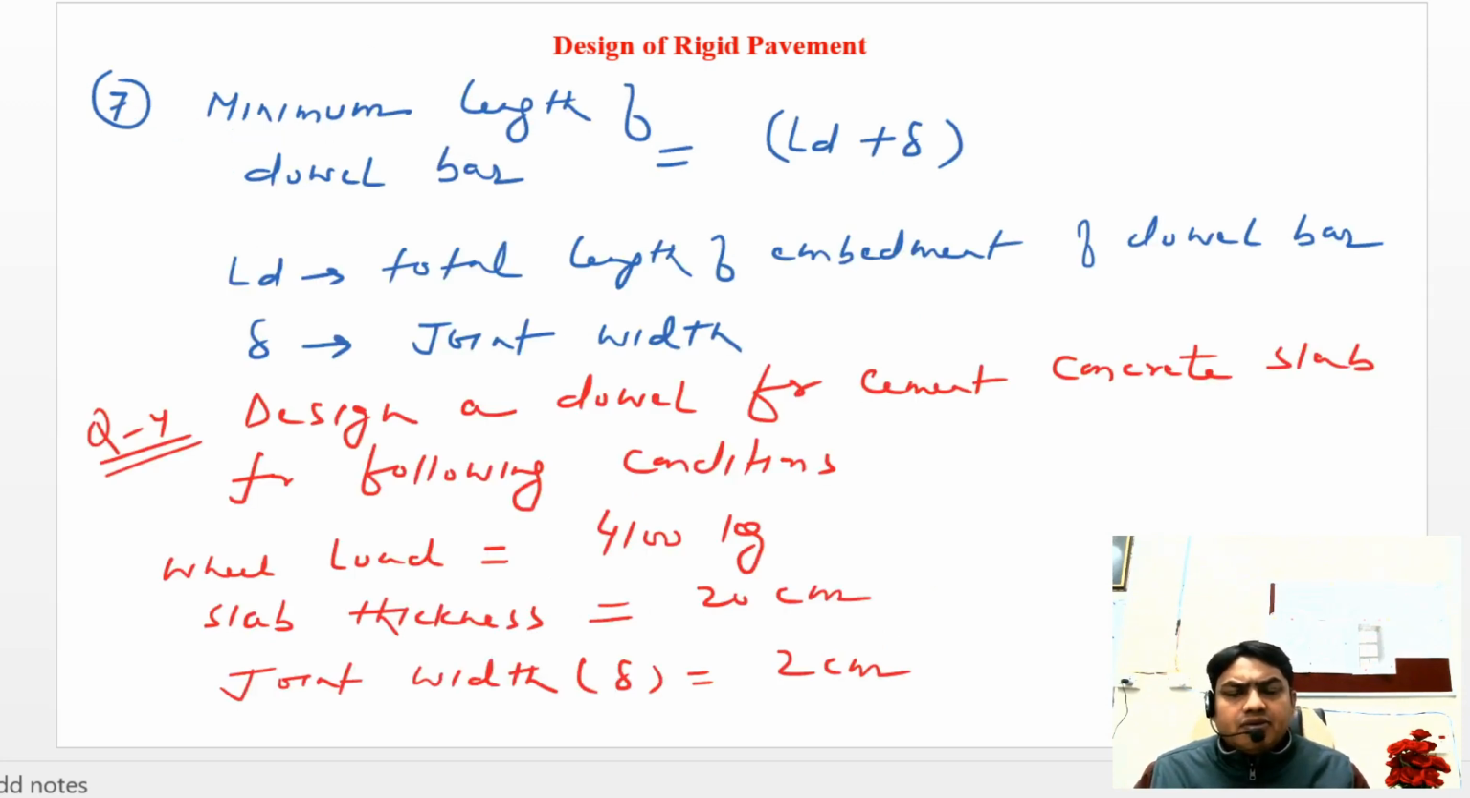Minimum length of dowel bars can be computed by this expression, that is LD plus delta, where LD is the total length of embedment of dowel bar and delta is the joint width.